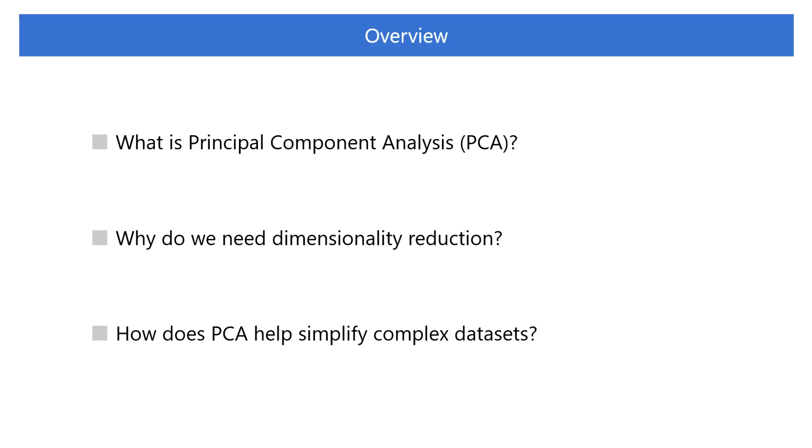In the last section, we explored target-based transformations, which help encode categorical variables based on their relationship with the target variable. Now, we are moving to dimensionality reduction, an essential technique for handling high-dimensional datasets efficiently. In this section, we will focus on what is principal component analysis. Why do we need dimensionality reduction? How does PCA help simplify complex datasets?